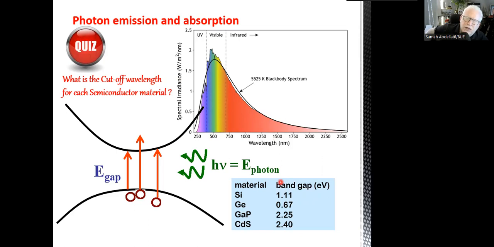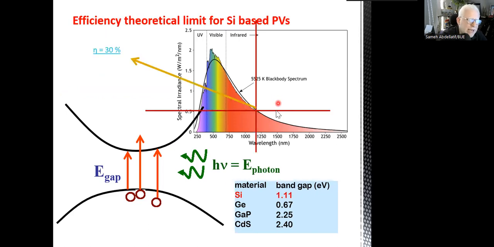As long as silicon has a band gap of 1.11 or 1.12, that means that photons with energy greater than 1.11 electron volt only will be absorbed. So you can transfer this into the wavelength axis. You can see this limit, this vertical limit. So you will only be able to absorb this portion of the spectrum on the left-hand side.